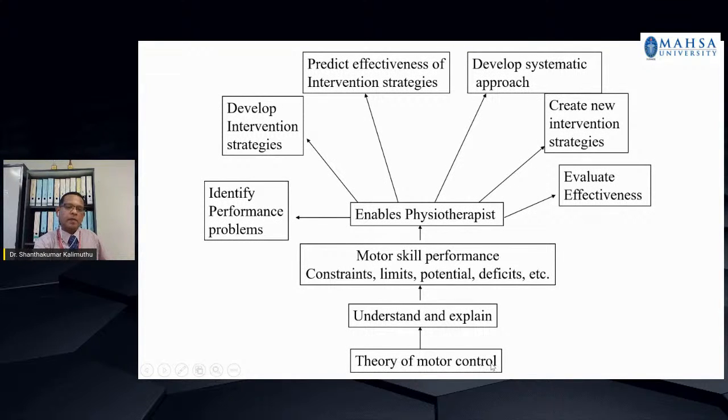Theory of motor control will help the therapist to understand and explain motor skill performance. You will be able to understand the constraints and limitations the patient has got, the potential of the patient, the motor deficits, the sensory involvement. All can be evaluated once the therapist is thorough with the theories of motor control. This will enable the therapist to identify performance problems, develop intervention strategies, predict effectiveness of intervention strategies, develop a systematic approach, create new intervention strategies, and evaluate the effectiveness of the intervention applied on that patient.